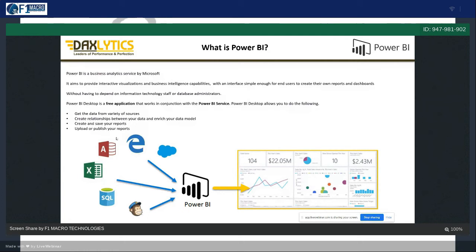To publish your report or to view your report, you require a Pro license, and the cost of that Power BI service Pro license is $10 per month only. But the Power BI Desktop version is free of cost, guys.